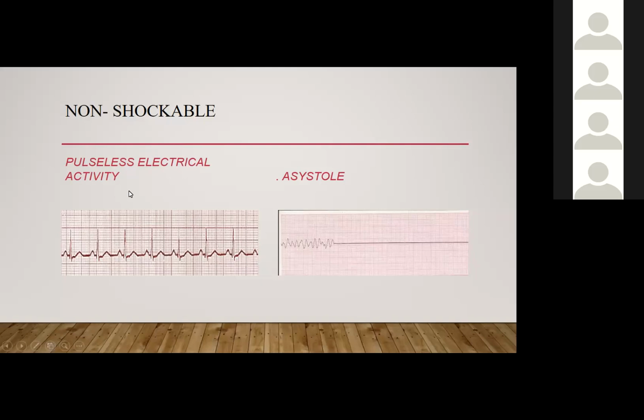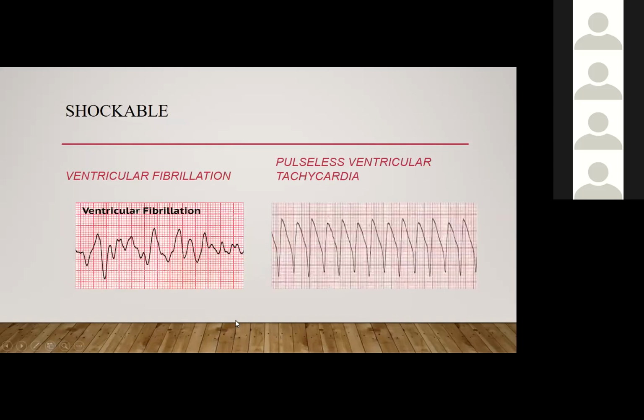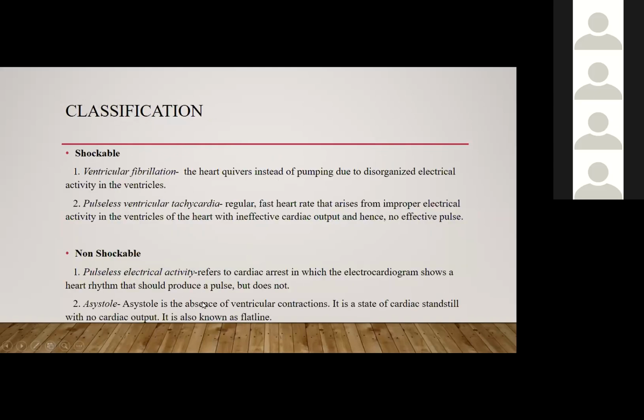It means that there's some form of electrical activity, but it's not sufficient to generate any pulse. And then the last one is asystole, which is the usual flat line that we see when we are in the ER and someone dies. You see a flat line, which means that the ventricles are not contracting at all.